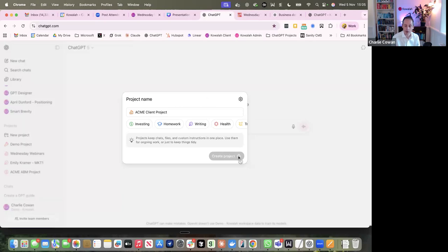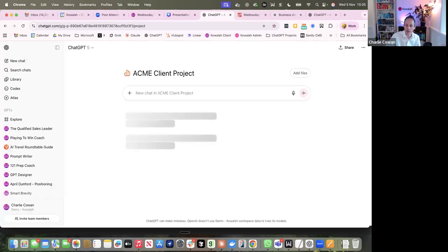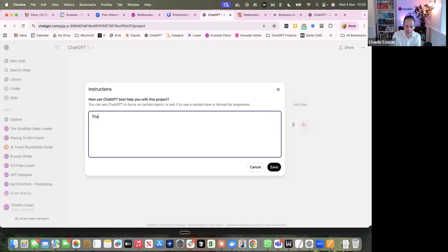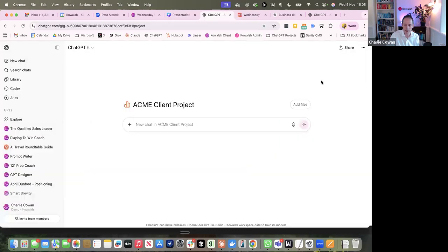So once you've set up your project, then you can do a couple of things. Firstly, you can add in some instructions. So what is that project going to be about? So here I might say this is a project for our client Acme. And then I'd provide more detail about who's going to be using it, maybe some background to Acme, maybe a bit of information about how we want this project to work. So we can add in our detailed instructions.